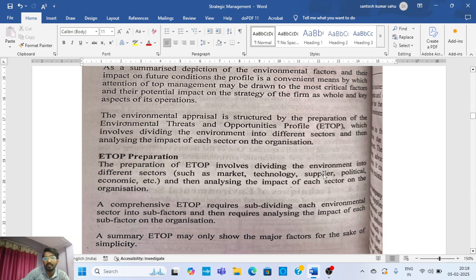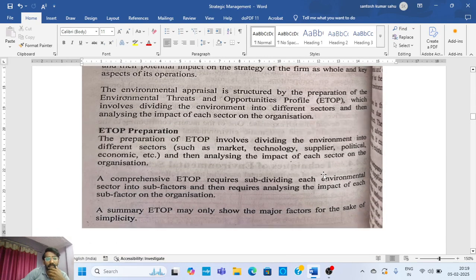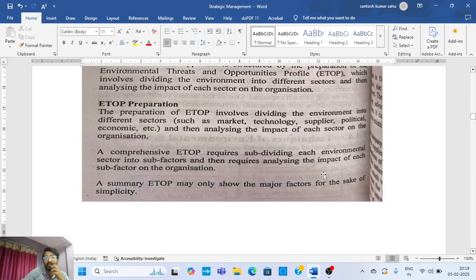Okay. अब देखते हैं इसमें preparation कैसे होता है ETOP का. The preparation of ETOP involves dividing the environment into different sectors, what we discussed just now, such as the market, technology, supplier, political, economical. So based on those sectors, ETOP will be prepared, right, and then analyzing those things and the impact on each sector on that organization. Each sector में वो जो ETOP का process होता है वो analysis करना और applied and analysis होगा each and every organization में.